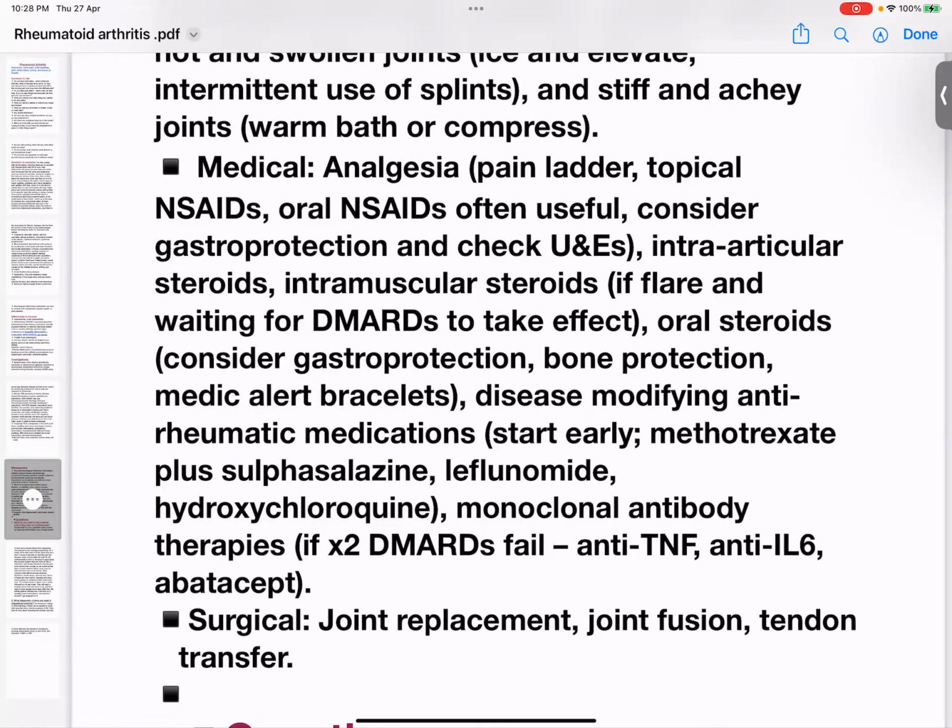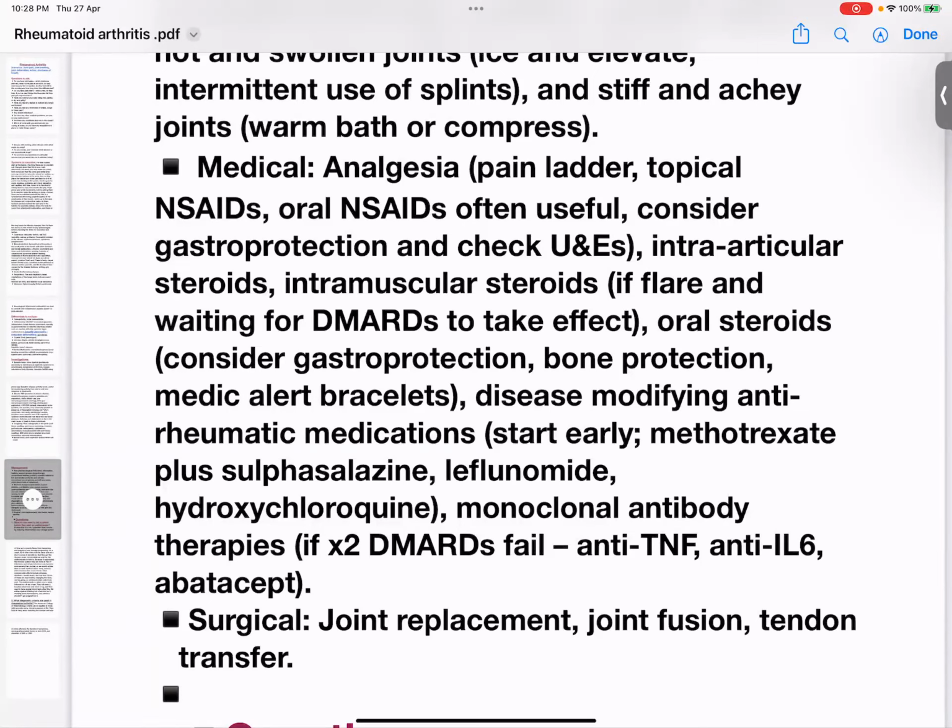DMARDs, these are disease-modifying anti-rheumatic drugs. What are these medications? These are methotrexate, sulfasalazine, leflunomide, and leflunomide is called Arava. Arava is the trade name for leflunomide. Hydroxychloroquine, this is an anti-malaria drug.